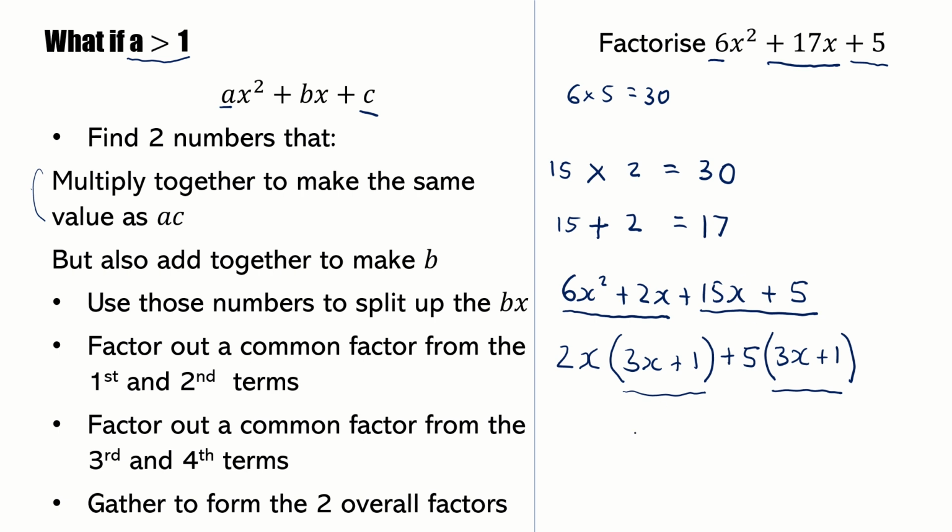So once we've done this, the final thing we need to do is gather the things together into just two distinct different brackets. It's very clear from this that one of the pairs of brackets is going to be a 3x plus 1. You can see it in more than one place, so it's clear that's going to be one of the brackets. But then the other pair of brackets is decided by what's not in the brackets. You see we've got a 2x and a plus 5, and those are the things that then form the other bracket. So 2x plus 5 is our other bracket, and there you go.